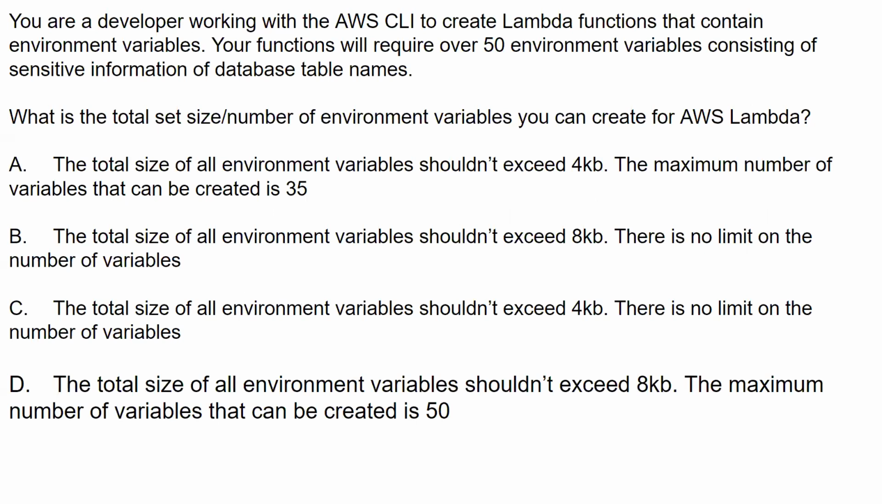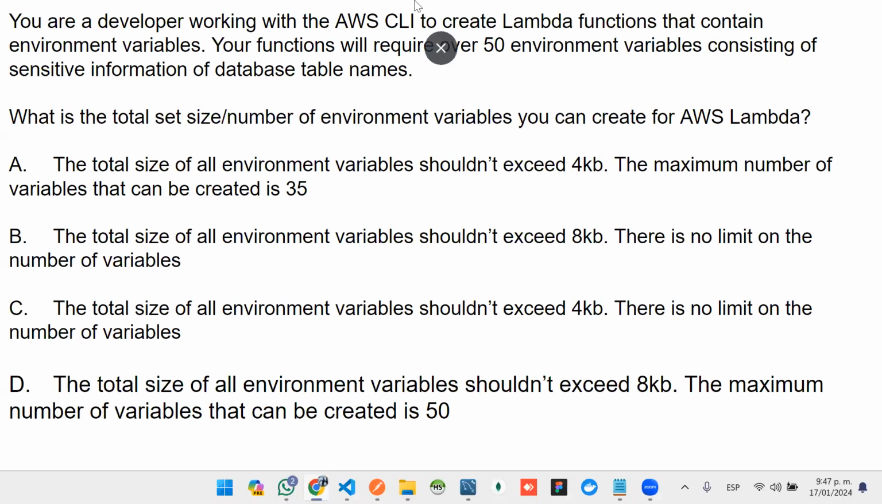Okay. You are a developer working with the AWS CLI to create Lambda functions that contain environment variables. Your functions will require over 50 environment variables consisting of sensitive information of database table names. What is the total set size number of environment variables you can create for AWS Lambda?